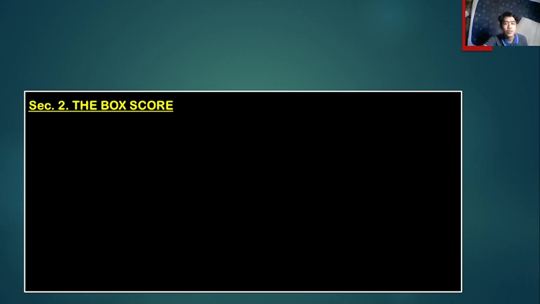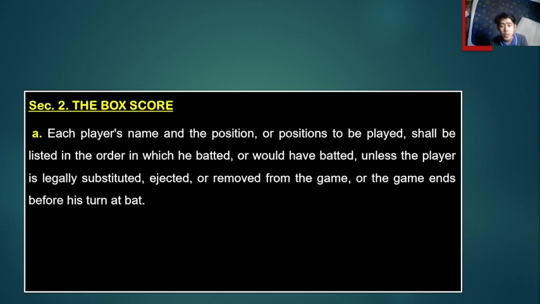Next is section 2, the box score. Each player's name and the position or positions to be played shall be listed in the order in which he batted or would have batted, unless the player is legally substituted, ejected, or removed from the game, or the game ends before his turn at bat.